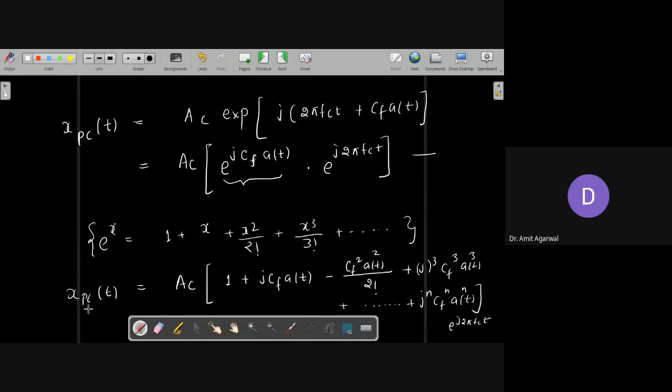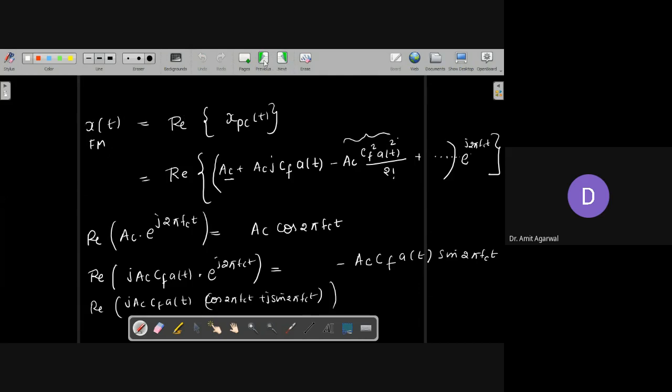So our complex passband signal will be Ac times 1 plus, replacing x with j cf a(t), then x square, where j square is minus 1, then j cube, and here it should be factorial 3, and so on. And you also have to multiply it with e to the power j 2 pi fc t. So from step A to step B it is clear that we use this equation and we get xp(t) in this form.